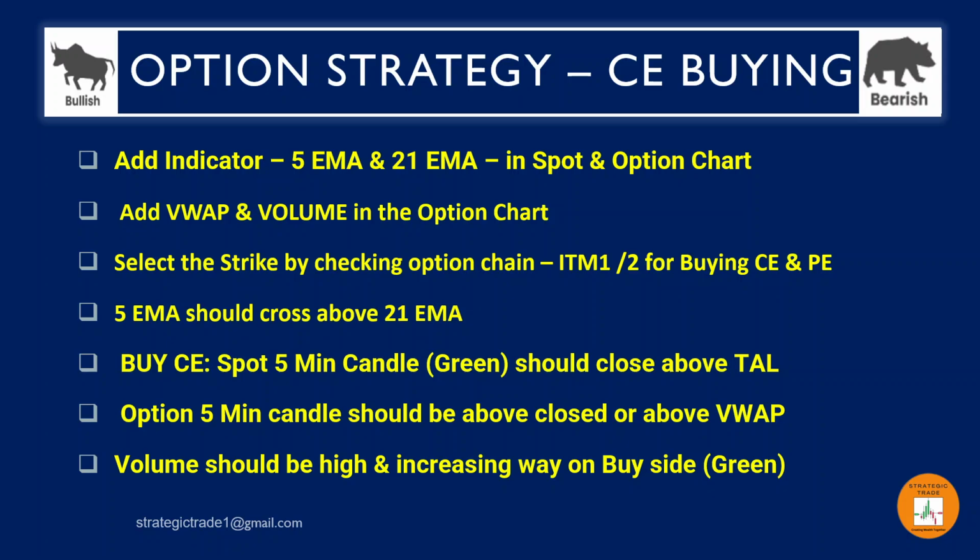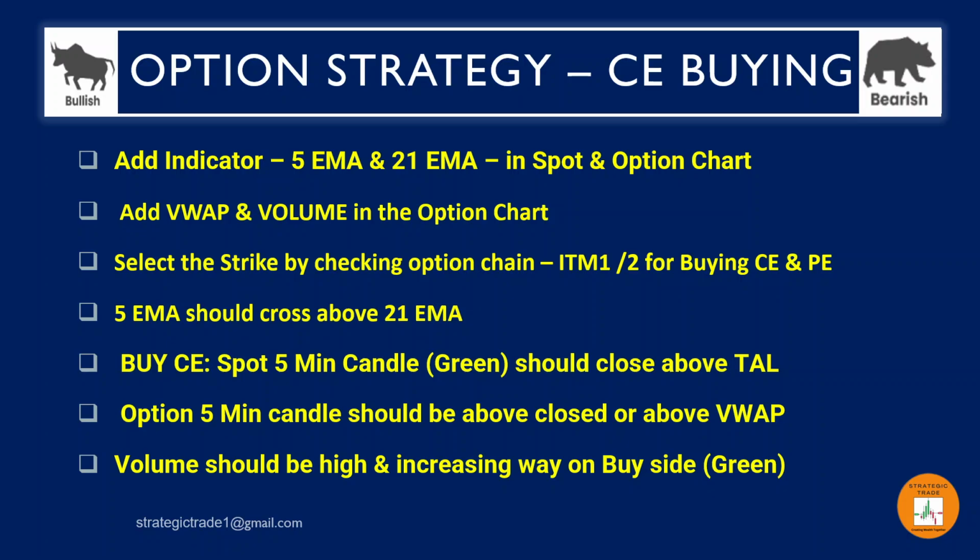The 5 EMA should cross above the 21 EMA, so that an upward move should be there. For the buy side, the spot 5 minute candle should close above the TL. The first 5 minute candle may not close above it, because we have to mark the TL based on the first 5 minute candle only. If the second or third 5 minute candle is closing, then once it is closed, only afterwards will we take the decisions.